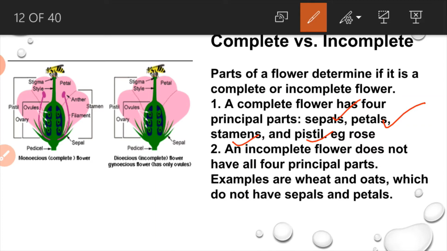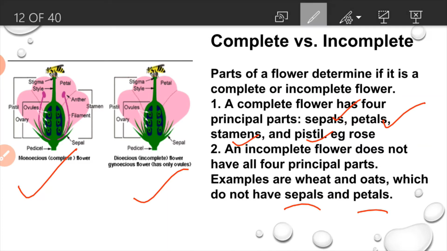Now, incomplete flower. In case of an incomplete flower, any of the floral parts like sepals or petals are missing. In case of wheat or oat, it is said to be an incomplete flower. This is a complete flower with all the 4 whorls, and this is an incomplete flower with only the pistil.